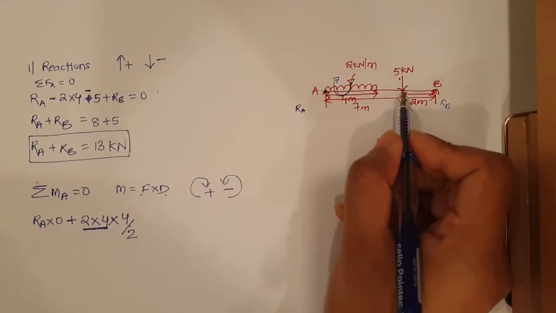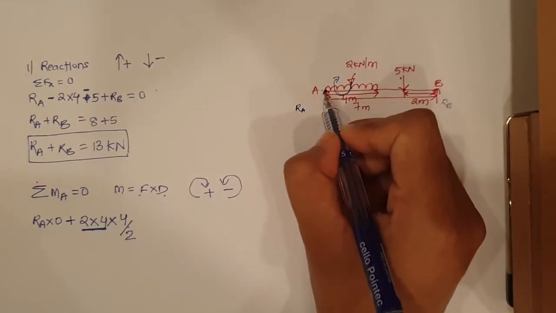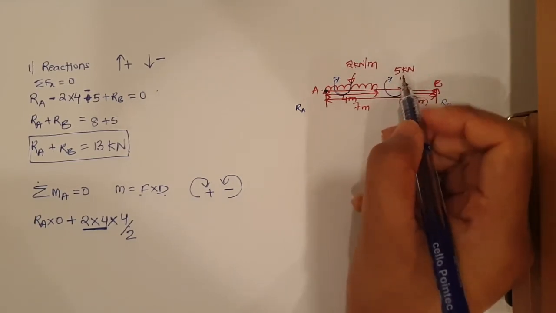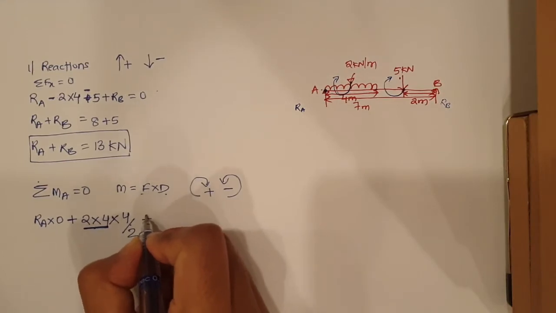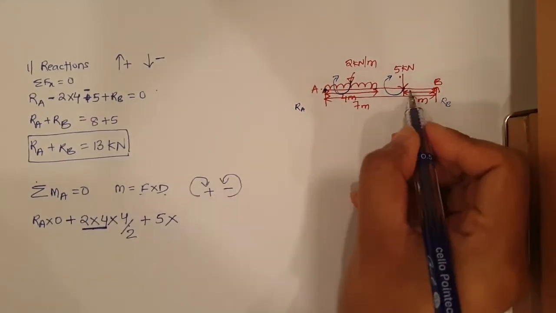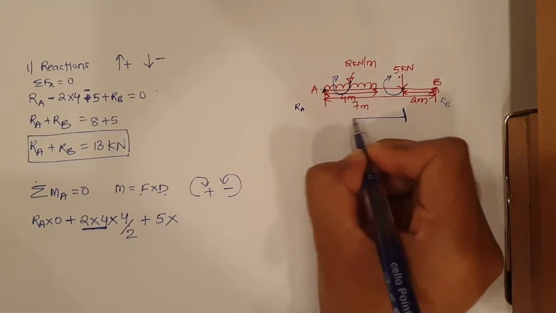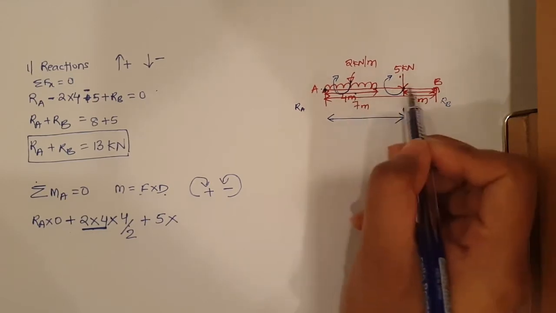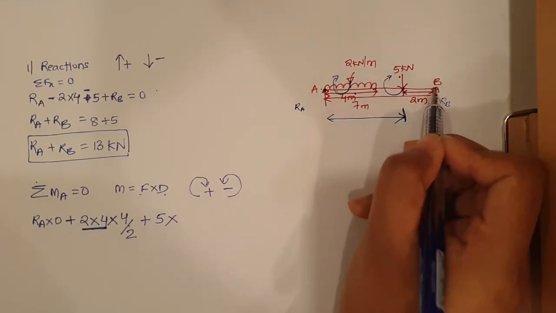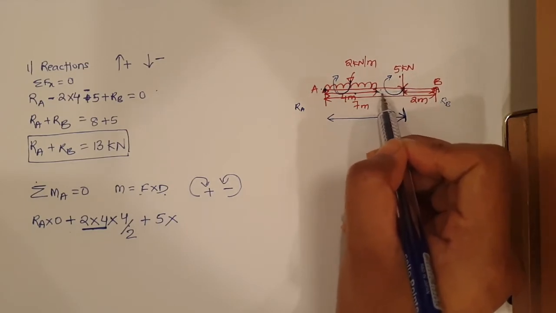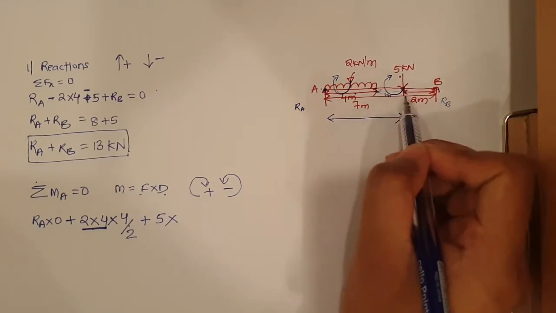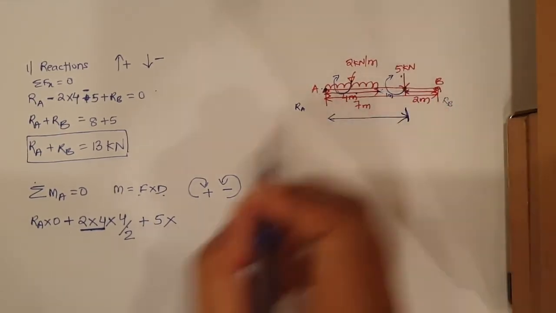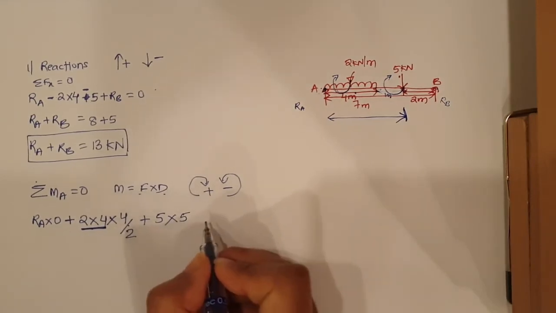Next we have the 5 kilonewton load. This will also bend towards A, and it will go in this direction, which is again clockwise, so plus 5 into the distance. What is the distance from here to here? From here to here it is 4, then 4 plus 2 is 6, and the remaining here is only 1 meter. So from A to the load it is 4 plus 1, 5 meter, so the distance is 5.